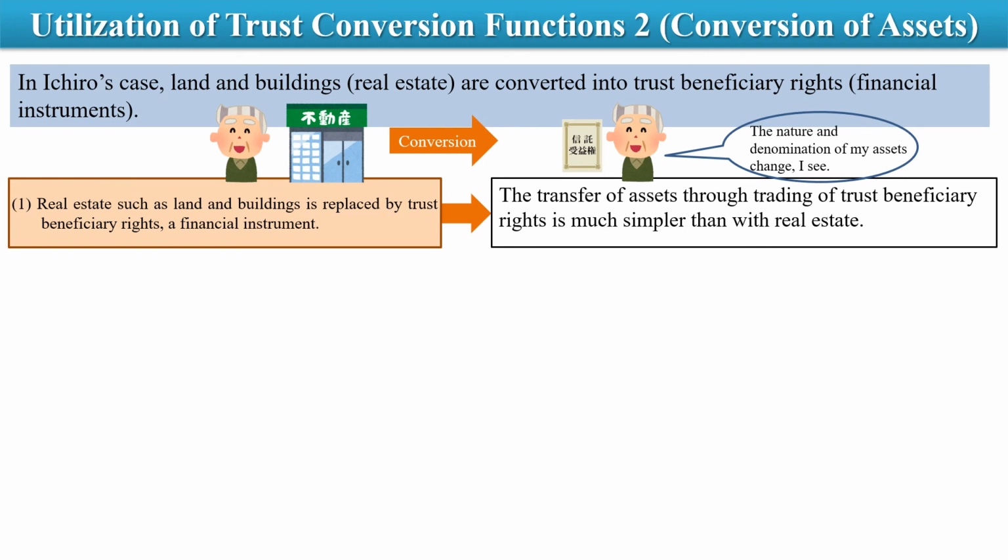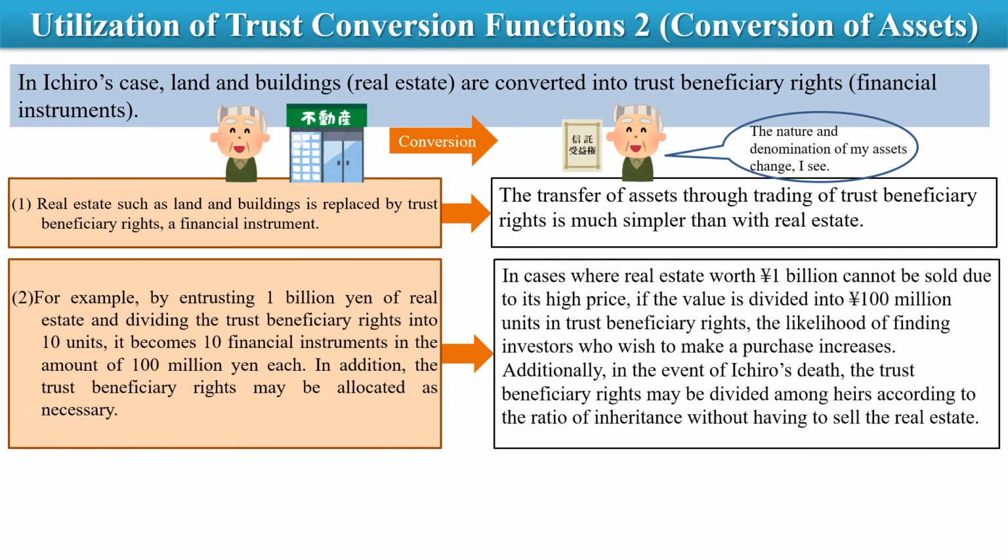Next, by entrusting, say, 1 billion yen of real estate and dividing the trust beneficiary rights into 10 units, it becomes 10 financial instruments in the amount of 100 million yen each. This conversion increases the likelihood of finding investors who would prefer to purchase a 100 million yen trust beneficiary interest over an expensive 1 billion yen piece of real estate. Additionally, in the event of Ichiro's death, the trust beneficiary rights may be divided among heirs according to the ratio of inheritance without having to sell the real estate.